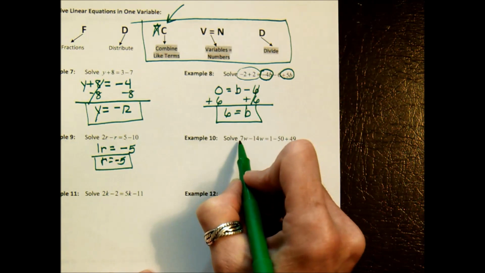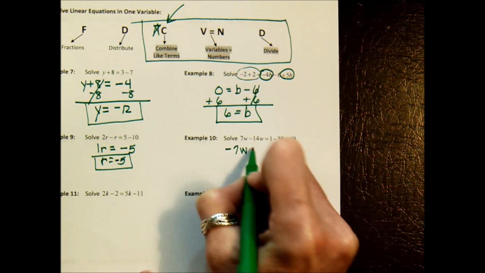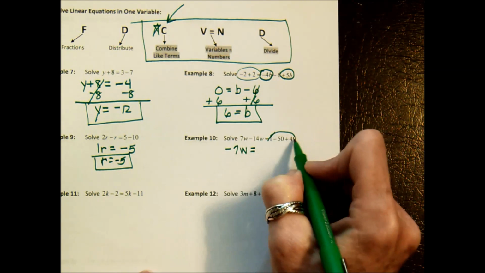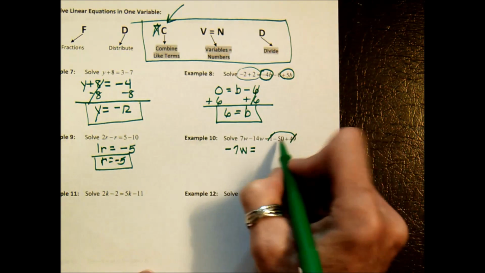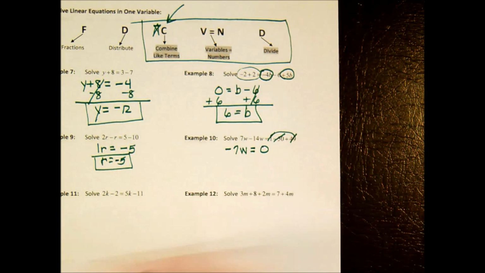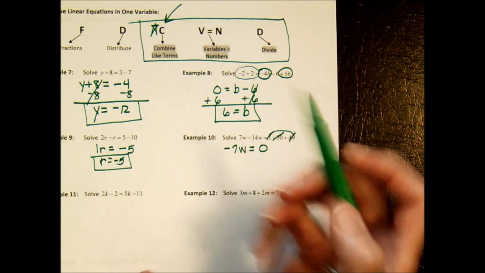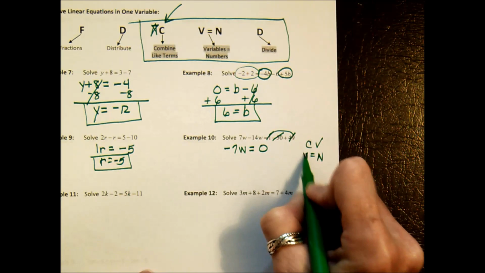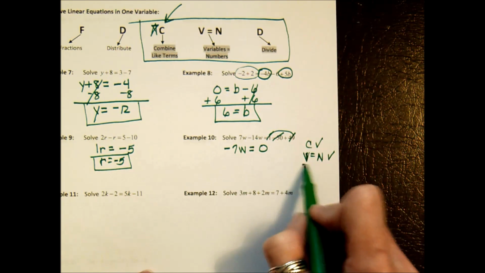Like terms, 7w minus 14w is -7w equals, I'm going to do the positives first. 1 plus 49 is 50, and 50 take away 50 is 0. 0 is a number, so don't think you're finished. You're not finished. So we have combined like terms, so we did that. Variables equal to numbers, that's supposed to be a w. The variables are equal to numbers. That's done. Now we do have to divide.